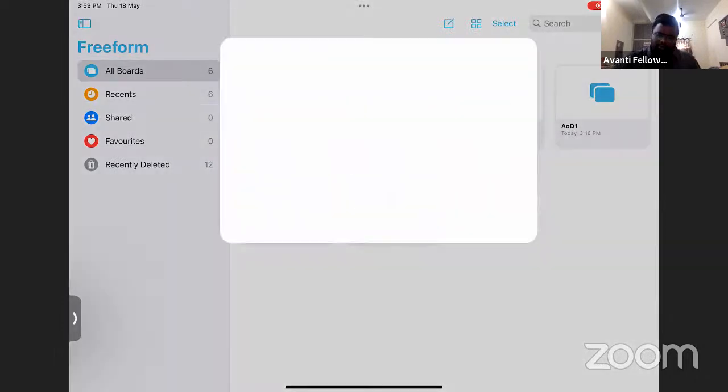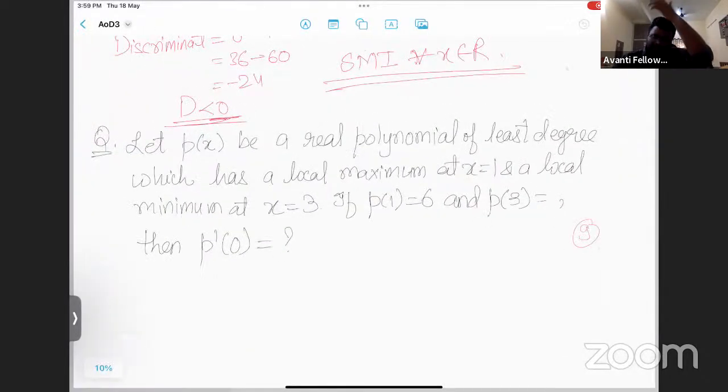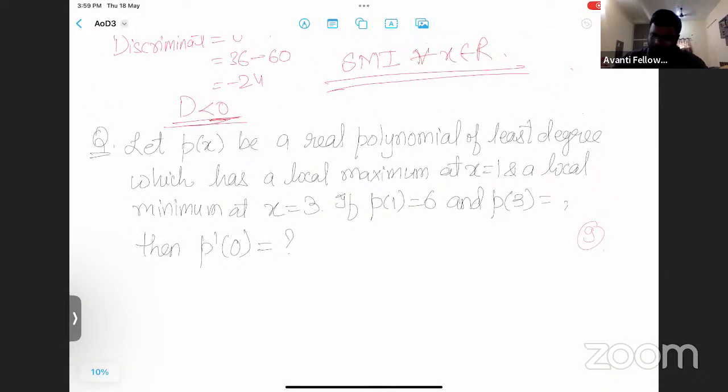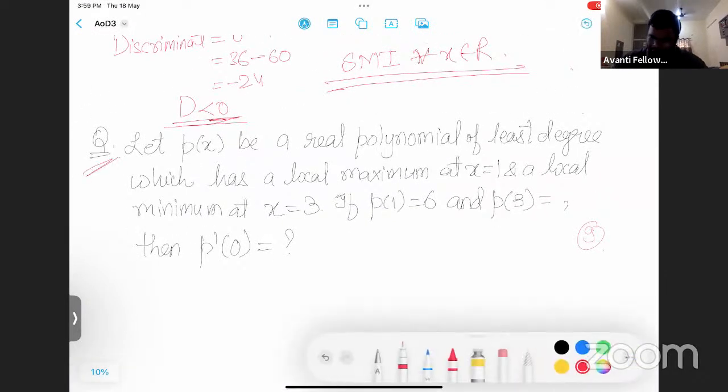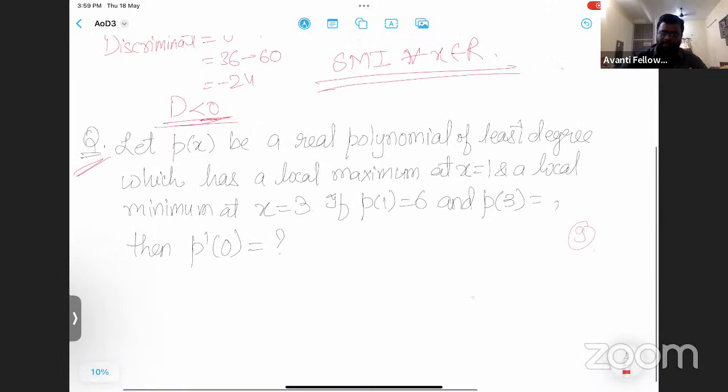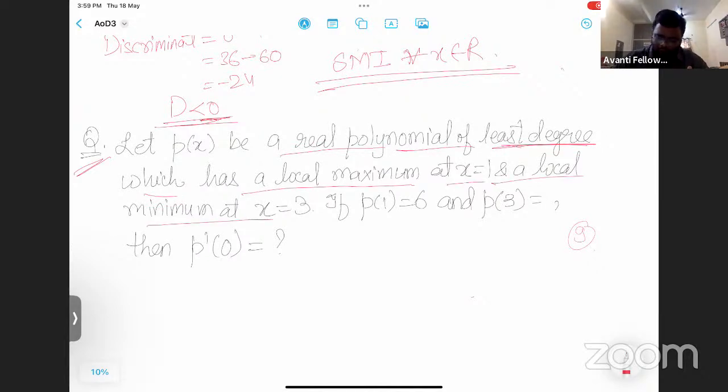Okay. So this was the question, right? Let P(x) be a real polynomial of least degree, which has a local maximum at x equal to 1 and a local minimum at x equal to 3. Then the further information we are given is P of 1 is equal to 6, P of 3.